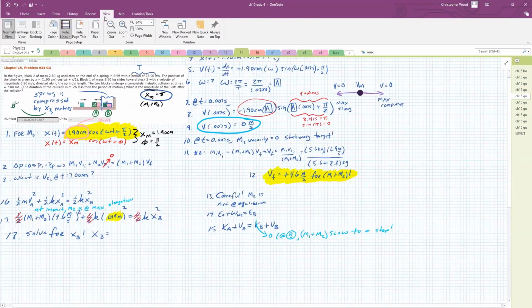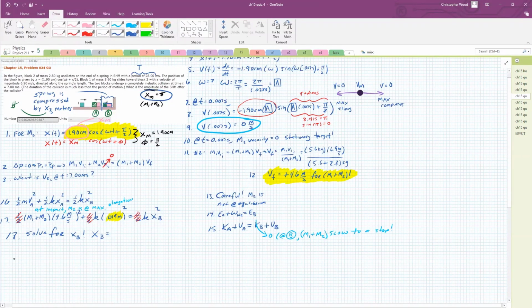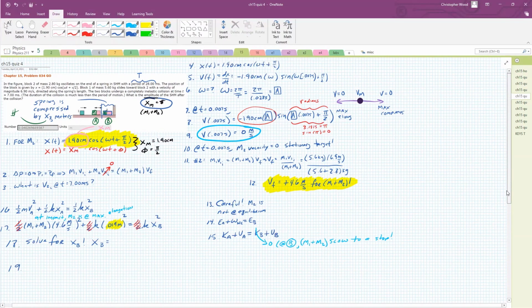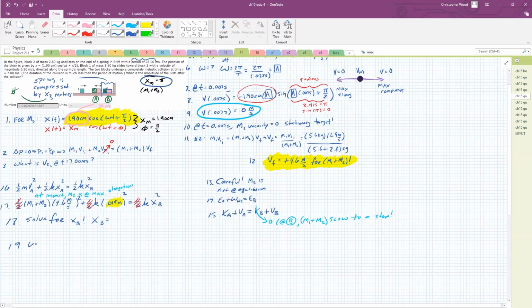All right, back to it. Number 19. What's K? Did we figure out K? I mean, we're going to be able to. All right, so what's K? I'm going to tap into omega, well, omega squared is defined as K over M. So you know what that means. K is going to equal M omega squared. But now here's the question. What do we use for M? I'm going back up here.